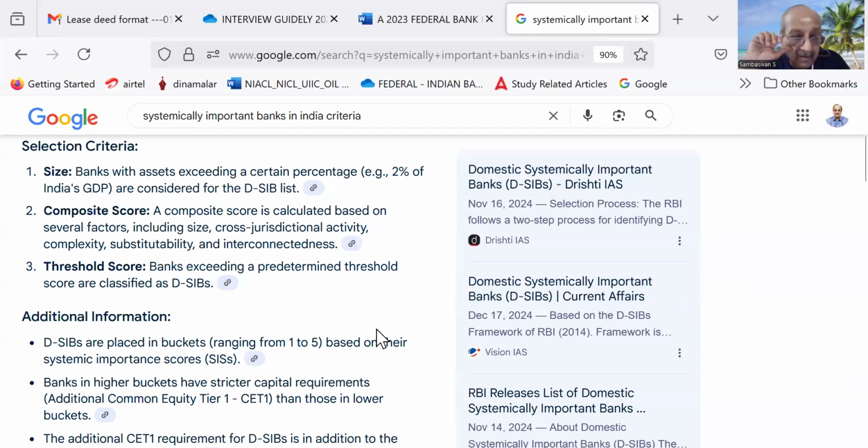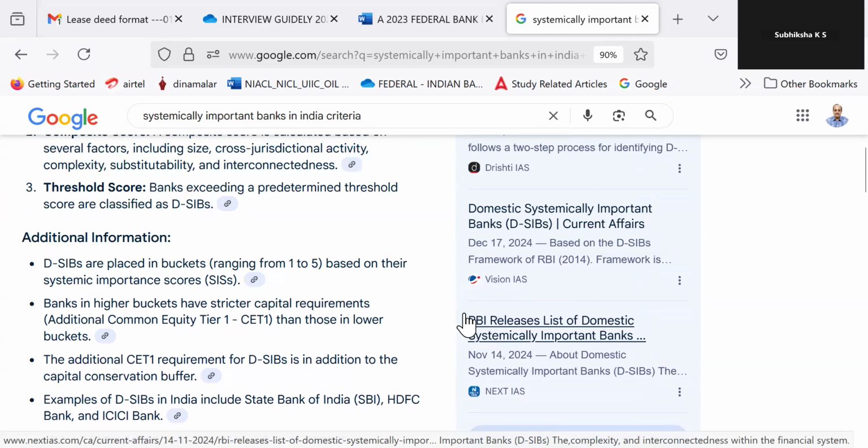Continue. Selection criteria, size: banks with assets exceeding a certain percentage, example, 2% of India's GDP, are considered for the DSIB list. Composite score: a composite score is calculated based on several factors, including size, cross-jurisdictional activity, complexity, substitutability, and interconnectedness. Threshold score: banks exceeding a predetermined threshold score are classified as DSIBs.